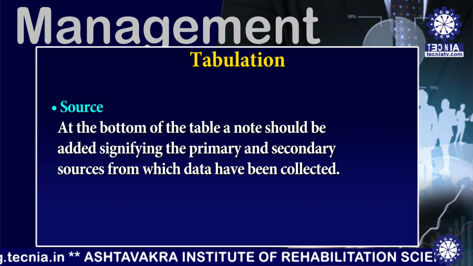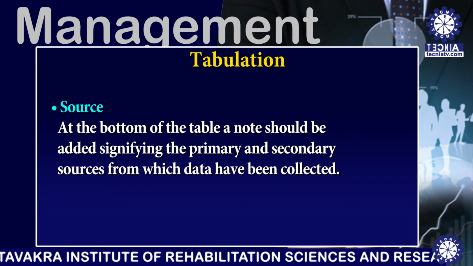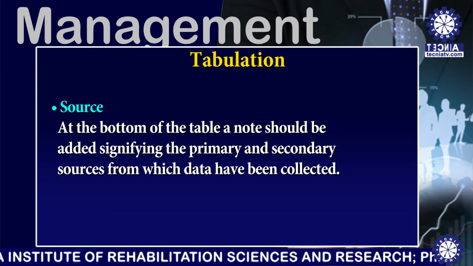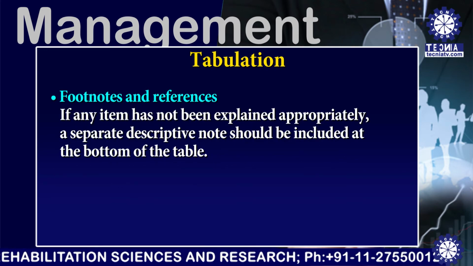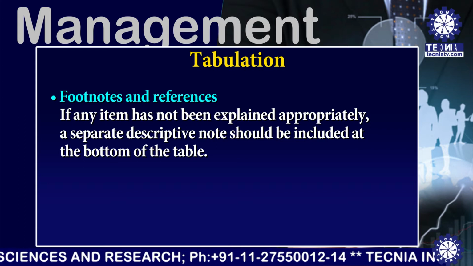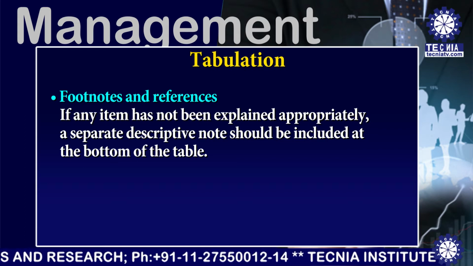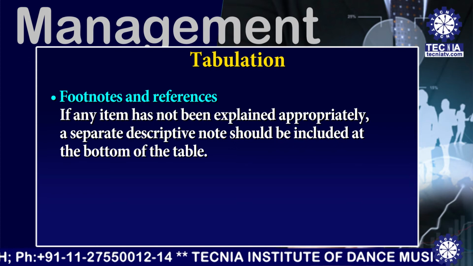Next one is source. At the bottom of the table, a note should be added signifying the primary and secondary sources from which data have been collected. Another one is footnotes and references. If any item has not been explained appropriately, a separate descriptive note should be included at the bottom of the table.